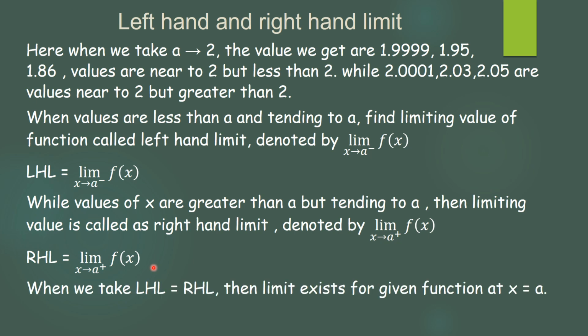Now when these two values, the left hand limit and right hand limit, are equal, then we say the limit exists for a given function at x is equal to a. If we do not get these two values equal, then we say that the limit does not exist for that function. So for a limit to exist, the left hand limit and the right hand limit must be equal every time.